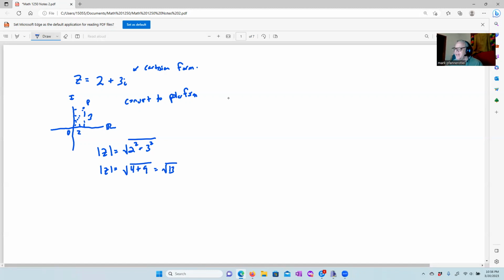Now let's introduce another complex number, z2 is equal to 1 plus 2i. Again, we're going to make a little triangle here. We've got 1 in the real direction, and then 1, 2 in the imaginary direction. So we move 1 to this point here. This is 1 plus 2i. So we've got a little triangle here.